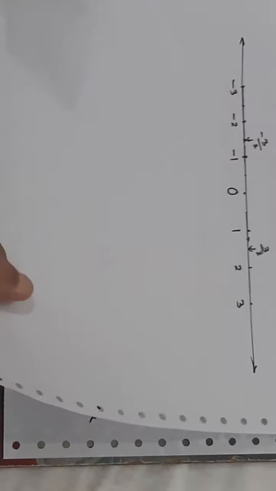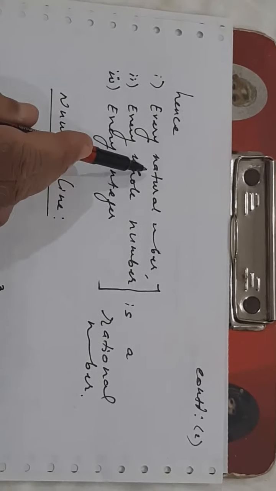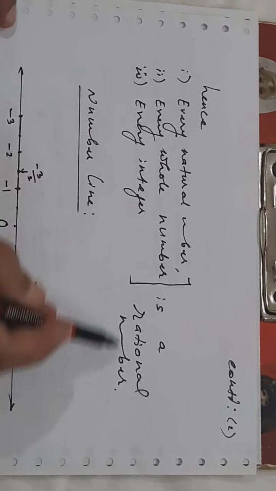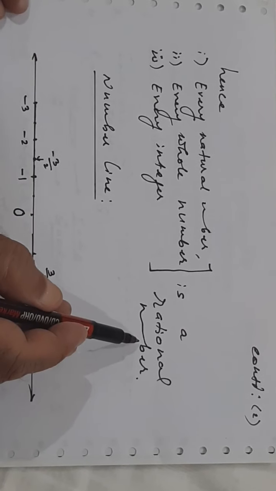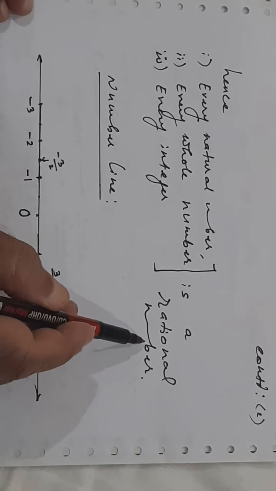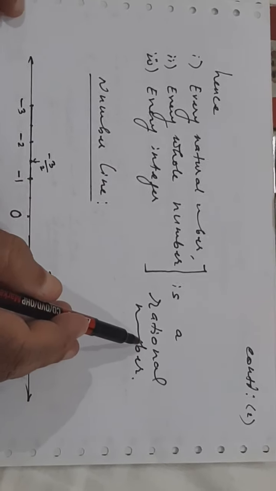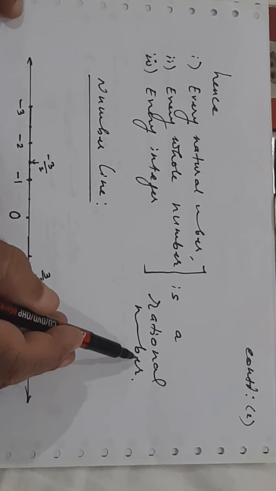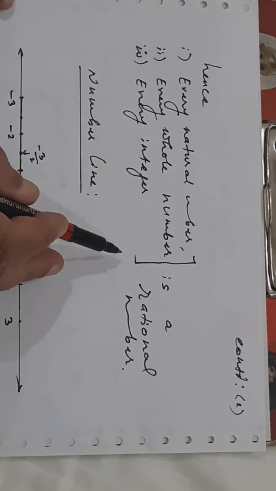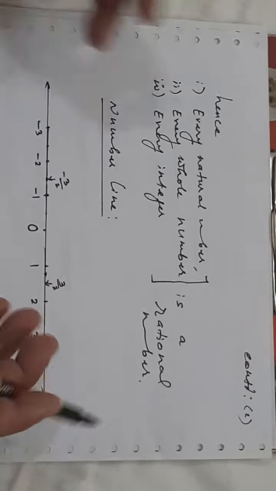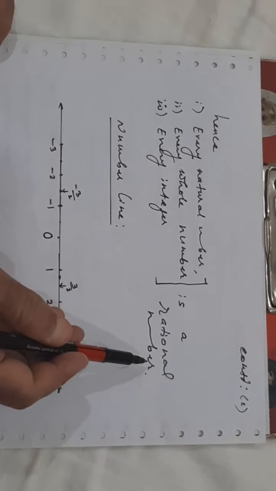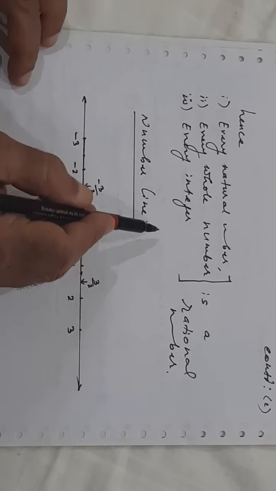So what we observed from this: every natural number is a rational number, every whole number is a rational number, and every integer is a rational number. All these numbers can be expressed in the form of a rational number. This is very important to note. So the rational numbers are a bigger set, and all these systems are included in rational numbers. But if you go the opposite way, then it will not be true.